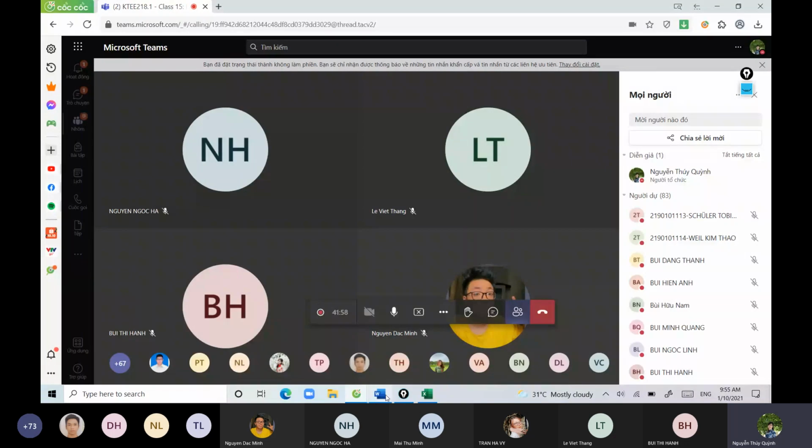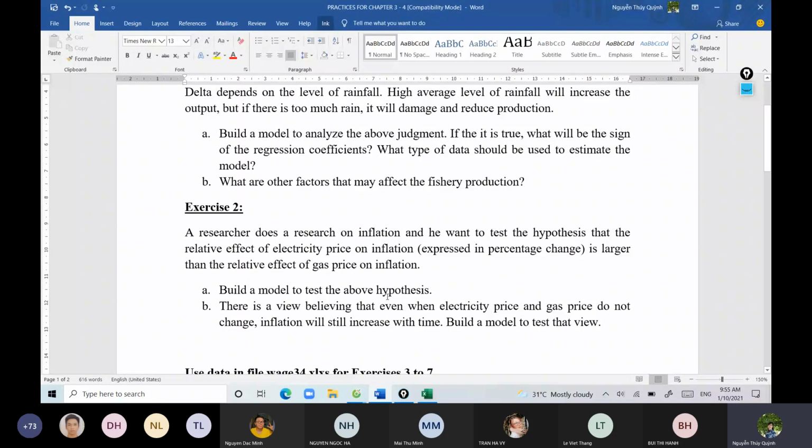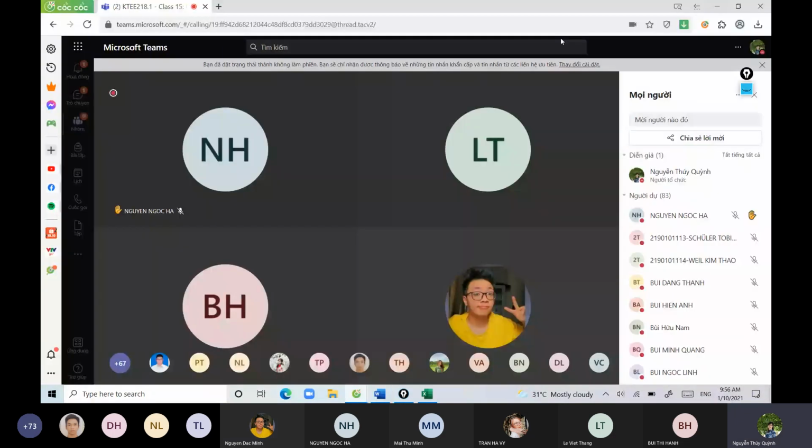So here we care about the relative effect of electricity price on inflation and the relative effect of gas price on inflation. Build a model to test the above hypothesis. So which model can give us the relative effect of those variables? Which one? Ngọc Hà.